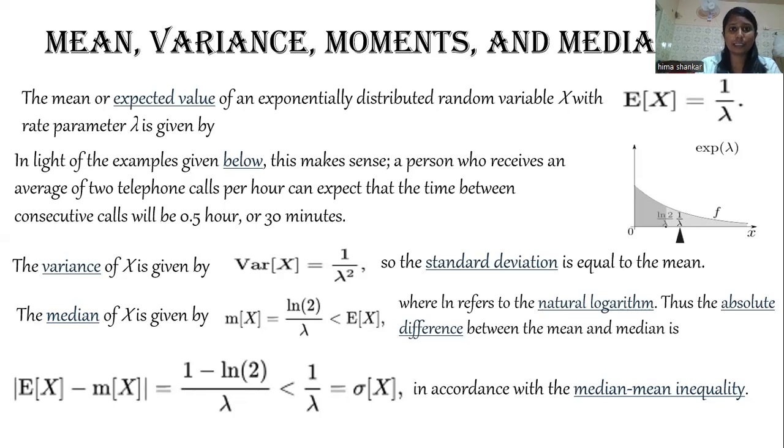The variance of X is given by variance of X is equal to 1 by lambda square. So the standard deviation is equal to the mean. The median of X is given by m of X is equal to natural logarithm 2 by lambda, which is less than E of X, where ln refers to the natural logarithm. Thus, the absolute difference between the mean and median is E of X minus m of X, which is 1 minus natural logarithm 2 by lambda, less than 1 by lambda, which is equal to sigma of X, in accordance with the mean, median, and standard deviation inequality.